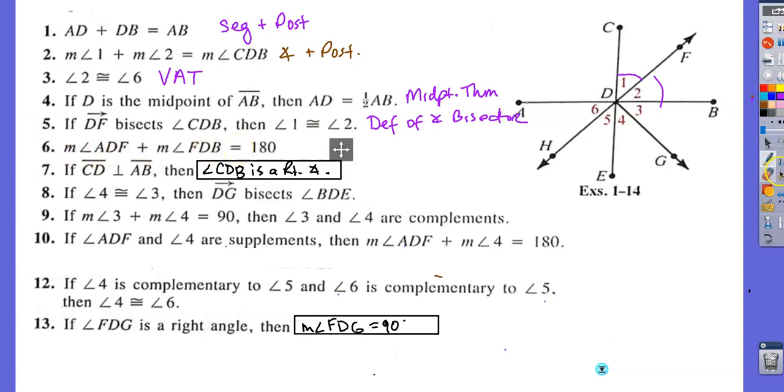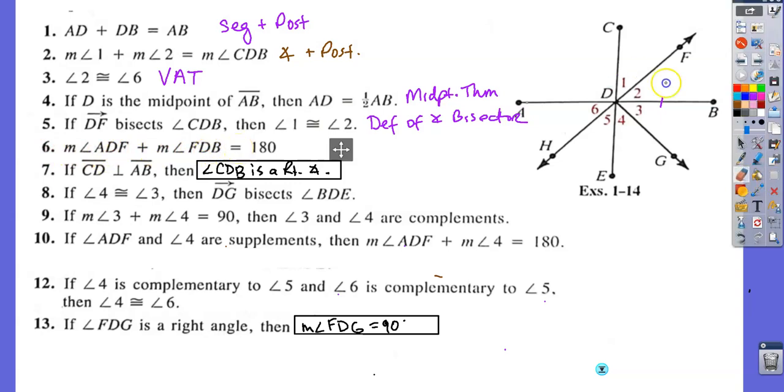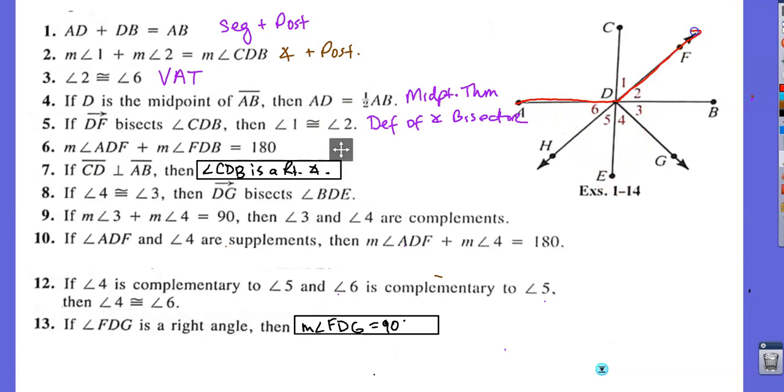Okay, 6 says ADF plus FDB. Let's find them. ADF is that angle, plus FDB is that guy. Notice I'm using a different arc. It says that adds up to 180. The only way we know to make angles add up to 180 without saying supplementary is that they form a what type of pair? LPP.